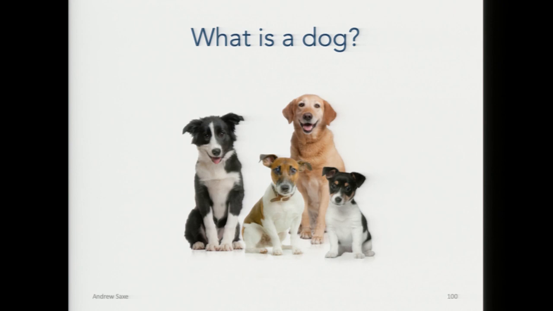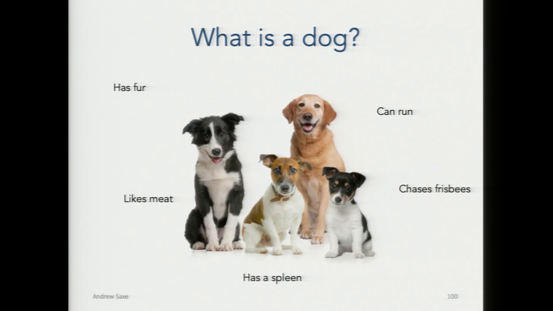They'd be able to say it has fur. They'd be able to say it can run. It likes meat. I mean, that's something about a dog's theory of mind, right? That's like the dog as an agent. What goals does it pursue? It chases frisbees. And you could even attest to things that you've probably, hopefully, never experienced yourself, like that a dog has a spleen, right? You've never seen that yourself, but you probably think it's true.